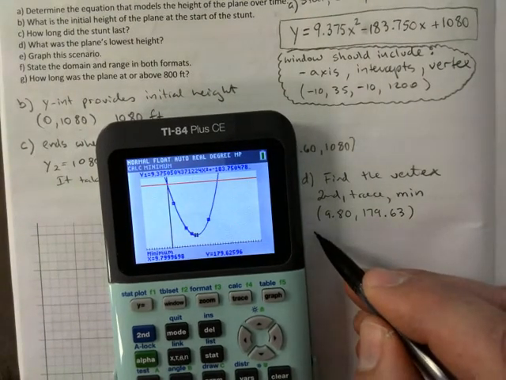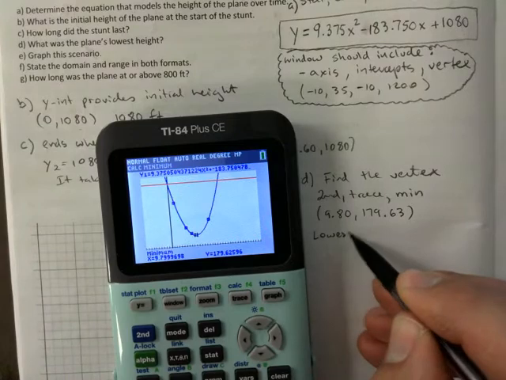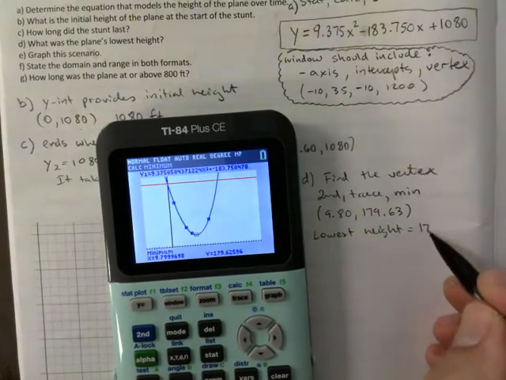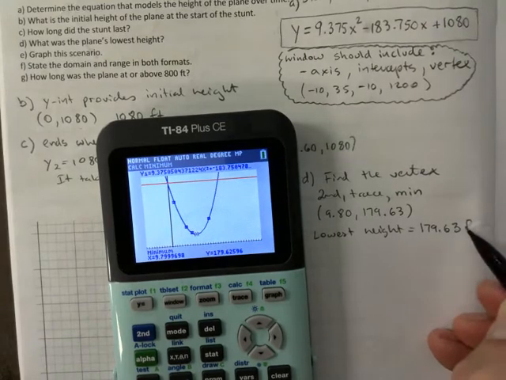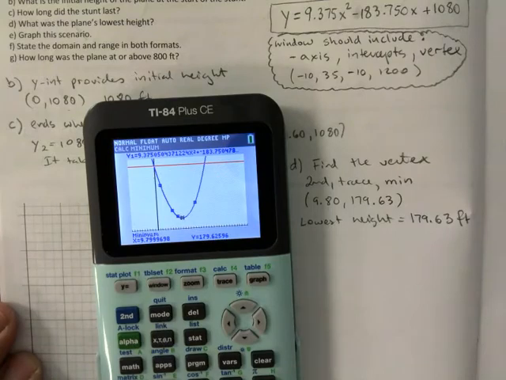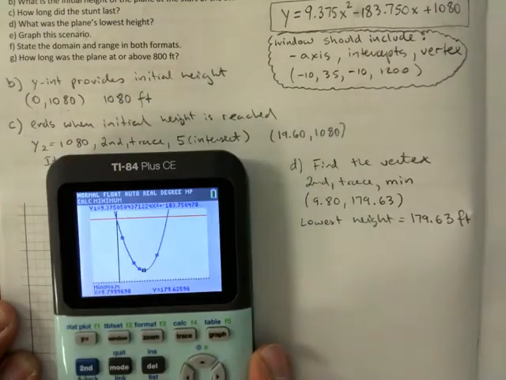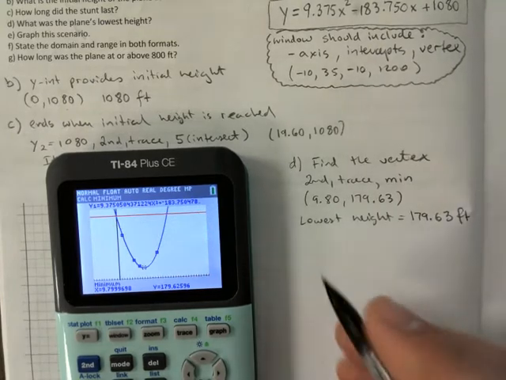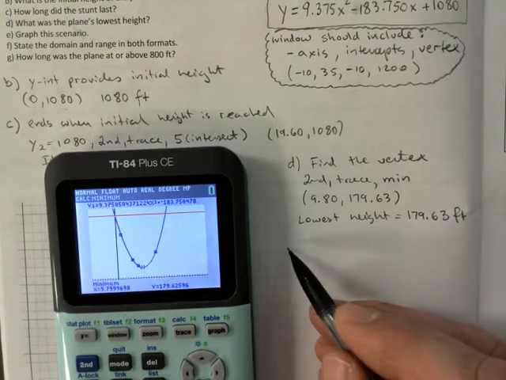So lowest height, lowest altitude would be 179.63 feet. And that is very, very close to the ground for a plane, right? I don't know if you've ever been to an air show, but that would definitely be, you would have to close your ears on that one. Plug your ears.